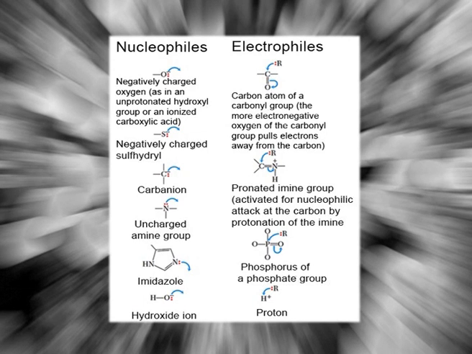Here is a list of nucleophiles and electrophiles that occur in the cellular conditions. Nucleophiles are the O- ion, S- ion, C- ion, uncharged amine group of nitrogen, imidazole nitrogen, and hydroxide ion. Electrophiles will be carbonyl carbon, imine carbon, where the imine group has been protonated, then the phosphorus atom of a phosphate group, and the proton.